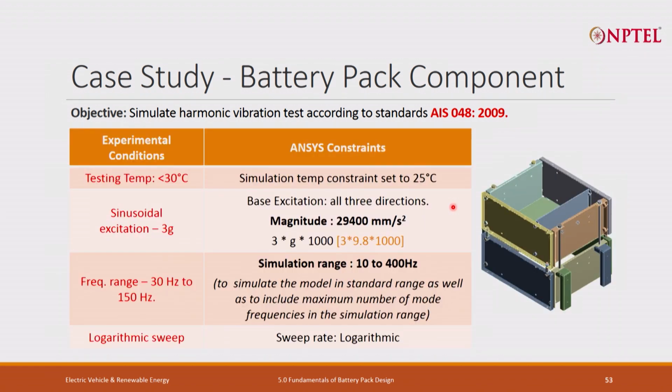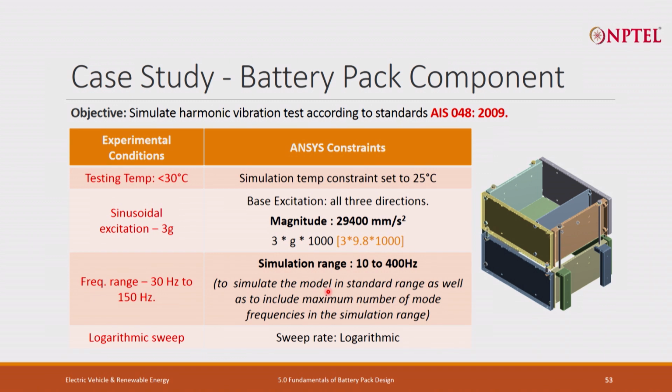So our objective is to simulate the harmonic vibration test according to the standard AIS 048 2009 for one of our battery packs. The test temperature is less than 30 degrees. The simulation temperature constant is set to 25 degrees centigrade. Sinusoidal excitation is supposed to be 3G. We have put 3G, 3 into 9.8 into 1000, 29400 mm per second square. Frequency range 30 Hz to 150 Hz. And that is to simulate the model in the standard.